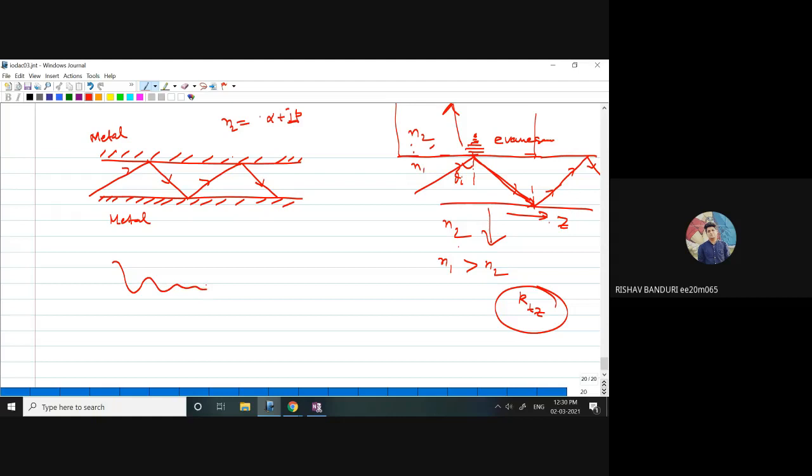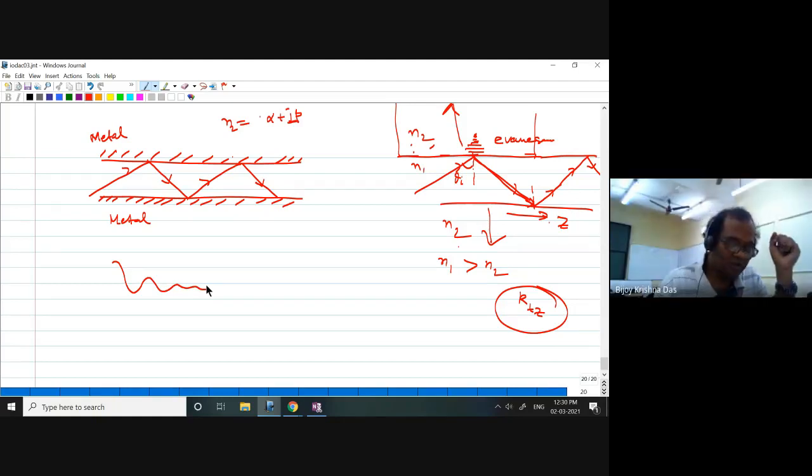Yes sir, in metal. Yes. So what is the problem? Still, it is damping, but energy is not flowing after a certain distance. It will be just decayed completely.